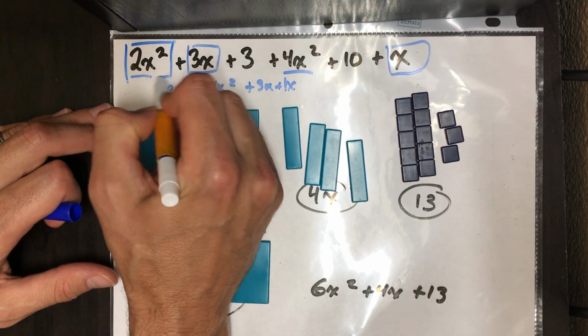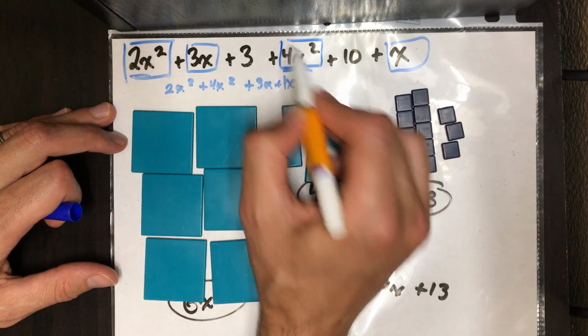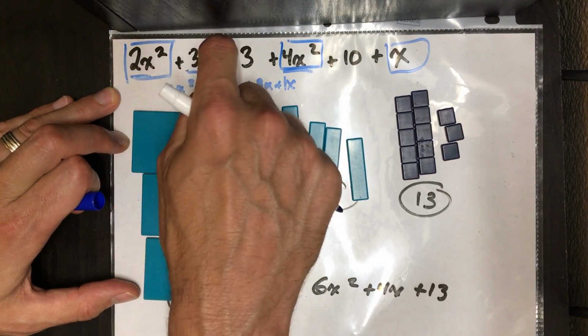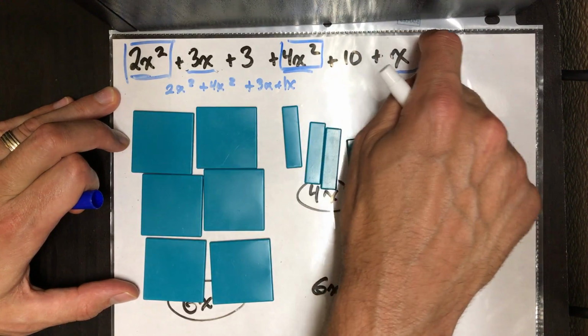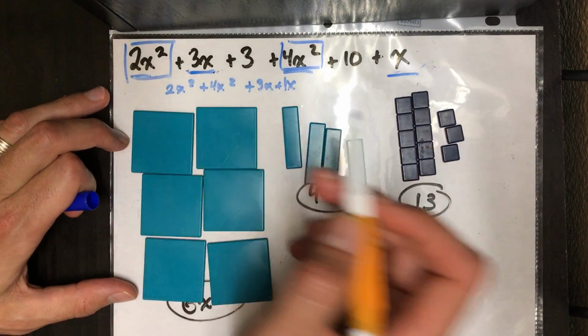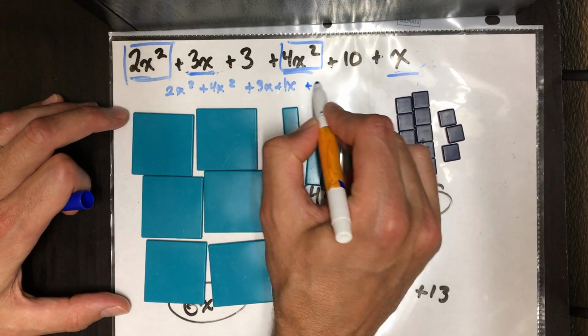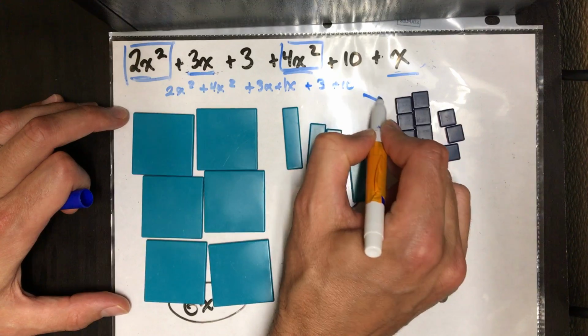I'm realizing something here, everybody. I could put a box around the x squared, and then for my single x's, I could just put a line underneath, like for the x stick. And then I've got my ones, my 3 and my 10. We've got plus 3 plus 10, and we know that made that 13.